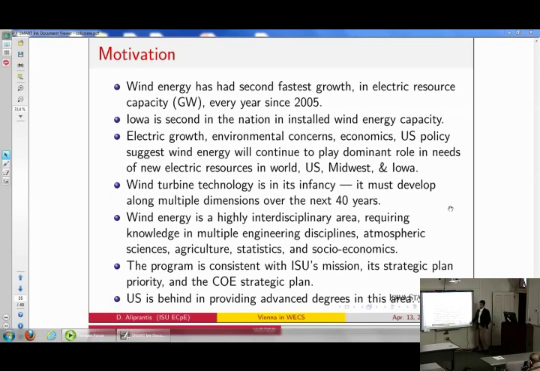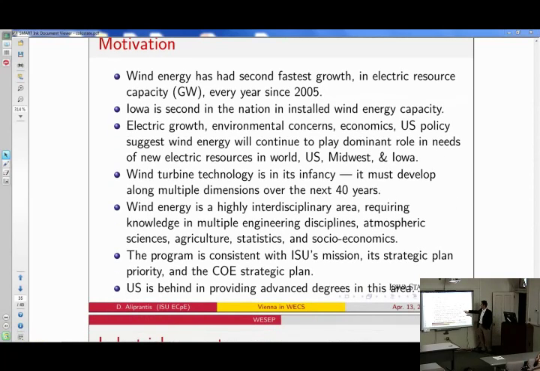We believe that wind will keep growing, of course, that's our motivation. And we also believe that there's a lot to do in terms of wind turbine technology.